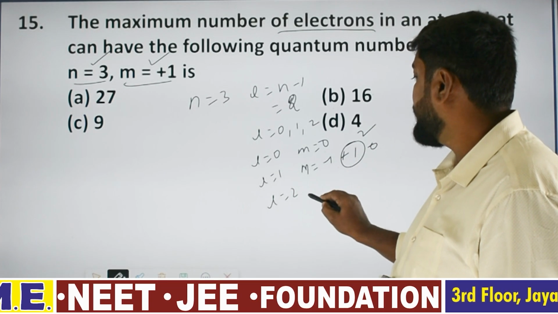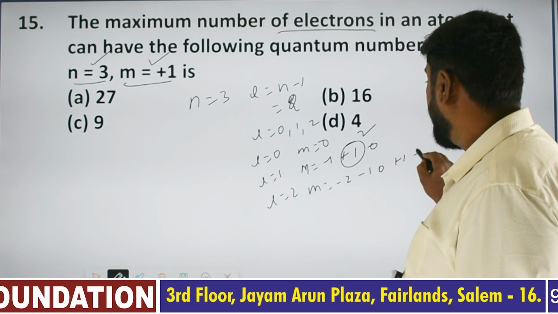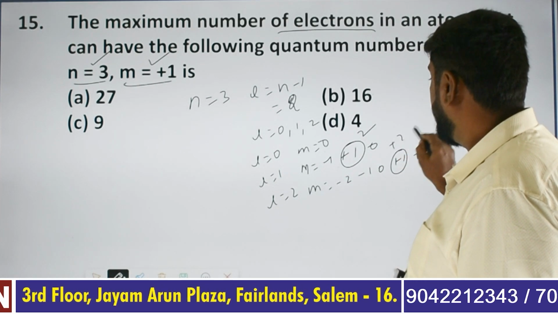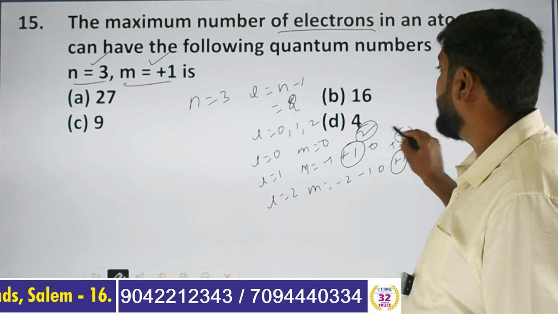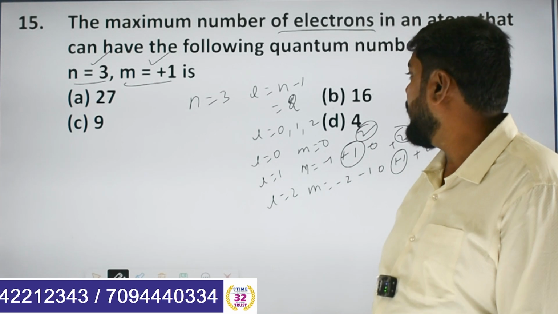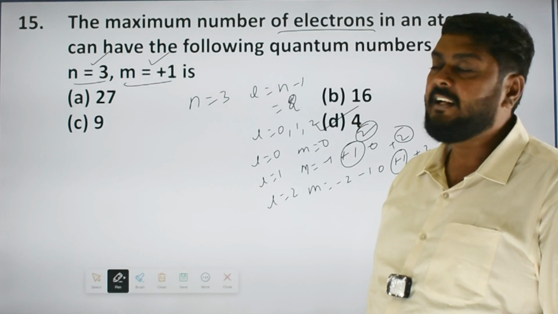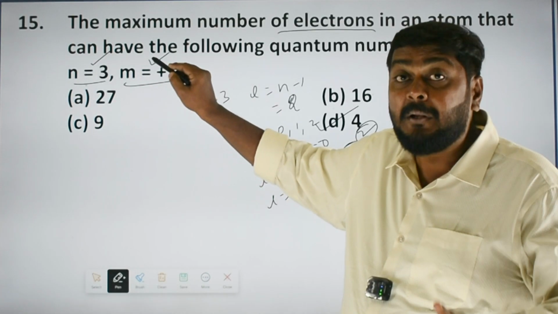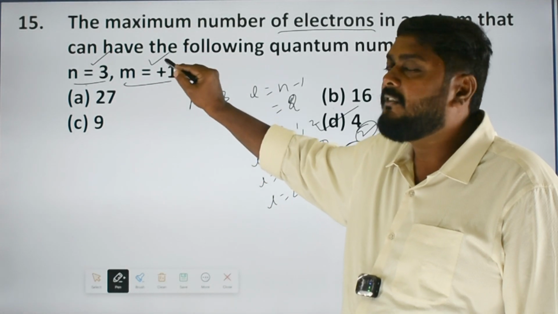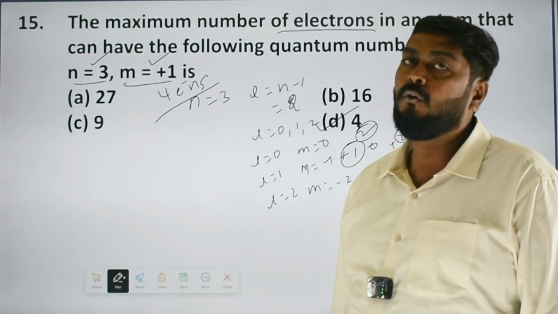Similarly, if your l value is 2, m value will be minus 2, minus 1, 0, plus 1 and plus 2. Here you have 1 plus 1. That will have 2 electrons. Here 2 electrons and here you have 2 electrons. In total, it will have 4 electrons. That is in option D. If you have principal quantum number 3 and magnetic quantum number plus 1, then it will contain 4 electrons. Right? It will contain 4 electrons.